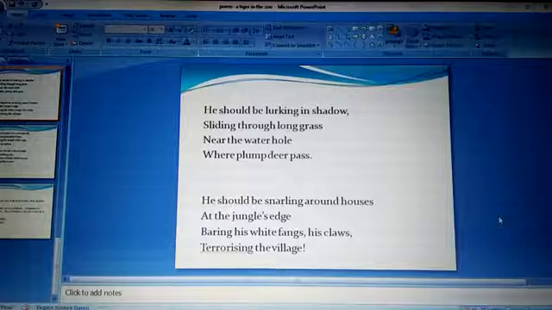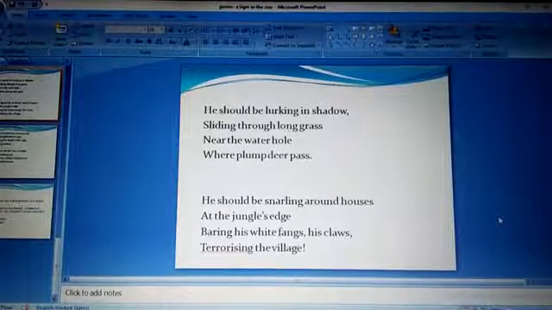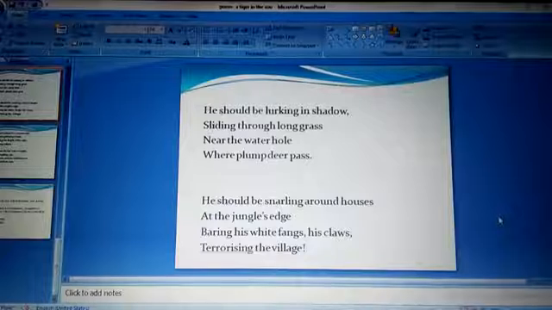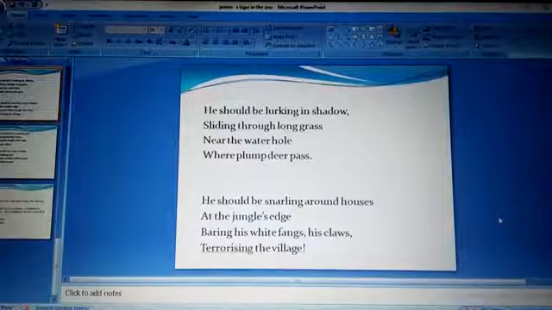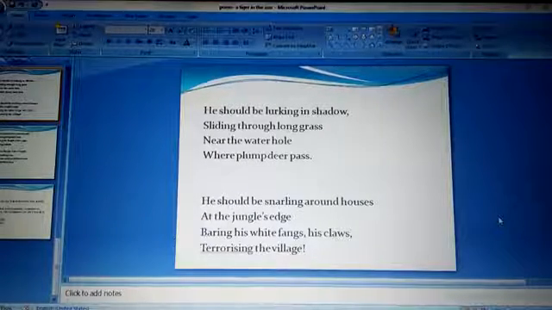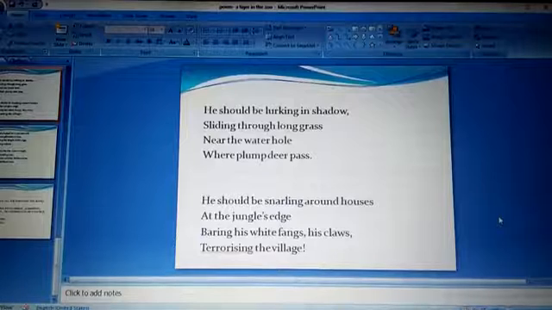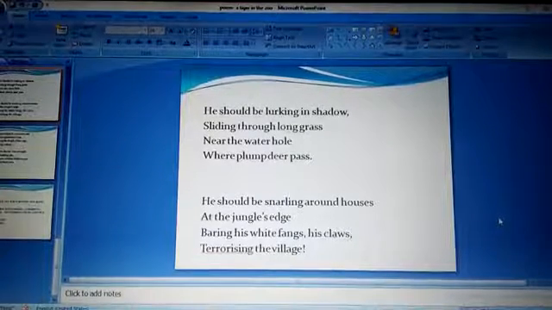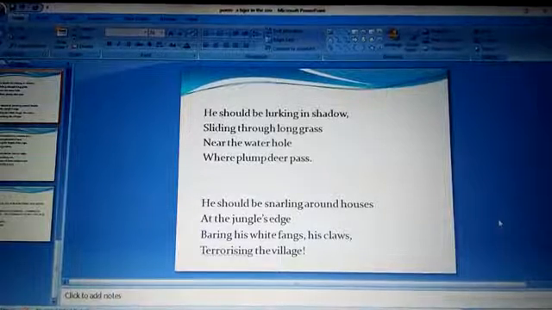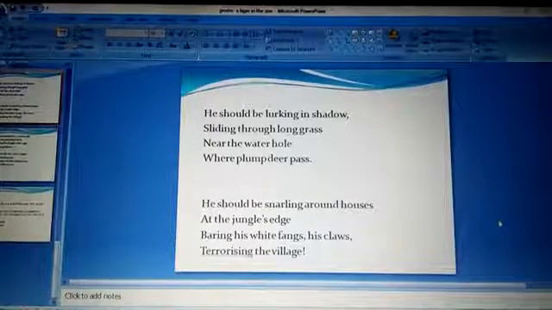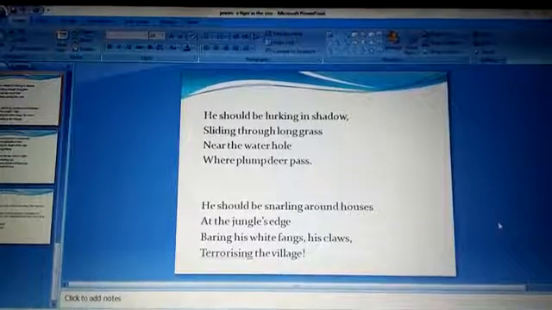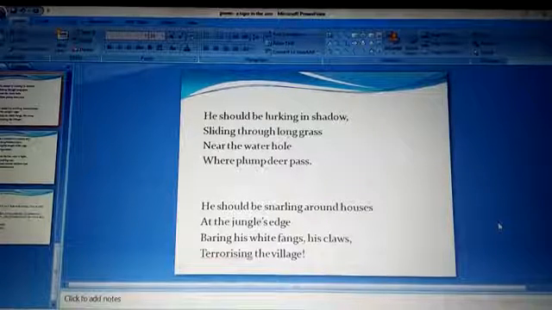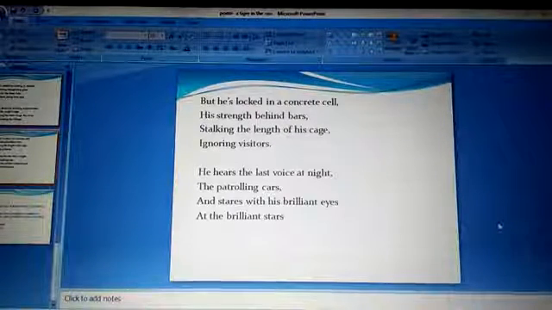The next stanza talks about how he should be snarling around houses at the jungle's edge, bearing his white fangs, his claws, terrorizing the village. So if the tiger is found near the village, then definitely he will terrorize the villagers. So it is talking about the life in a village, how life will be in a jungle, and how life will be in a cage.